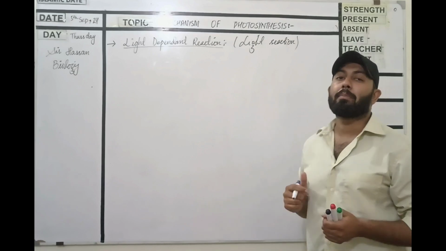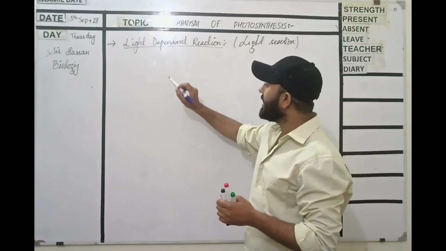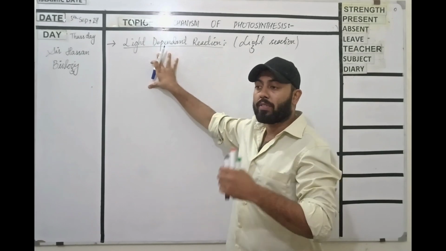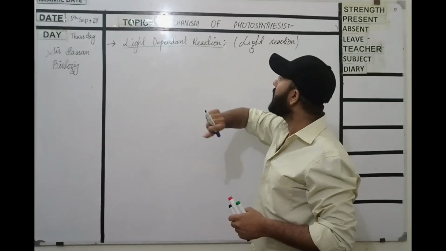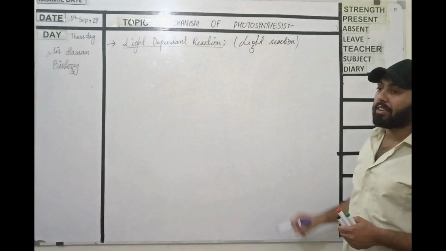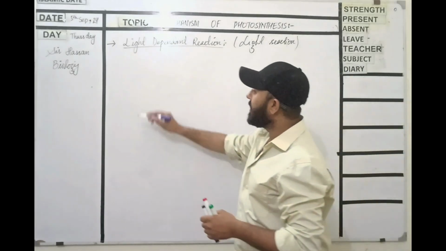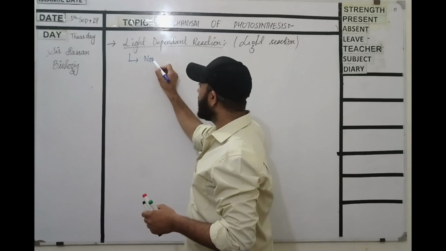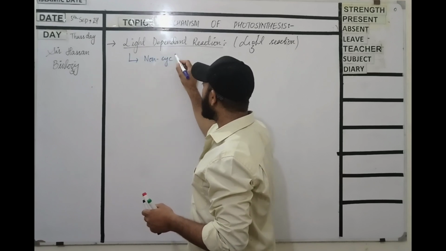Why is it named as light dependent reaction? The reason is that this reaction depends directly on the light coming from the sun. That is why it is called light dependent or simply light reaction. Now, we have divided this into two types. There is the non-cyclic photophosphorylation.